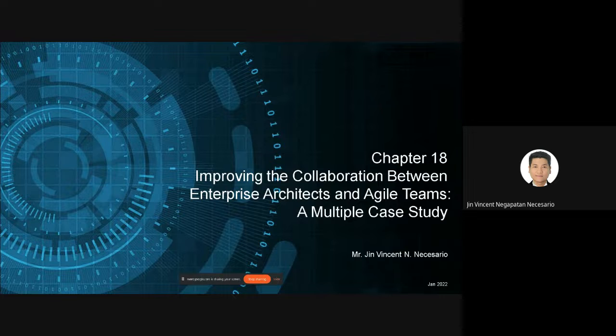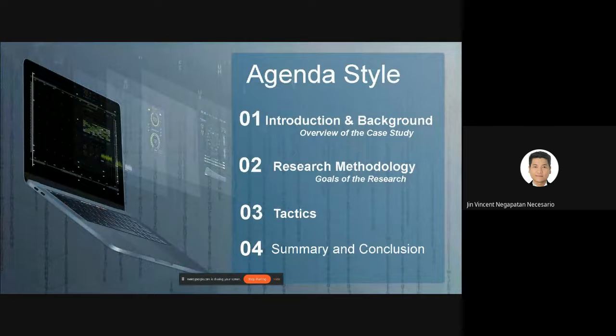So let's get started. For the agenda, I'll be giving first the introduction and background, so at least we'll have an idea what's the difference between an enterprise architect and an agile team. And then let's go forward with the research of the case study, and then the tactics that the companies have provided, and some final thoughts on the last part of the presentation.